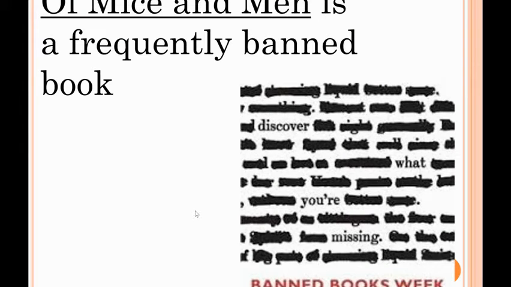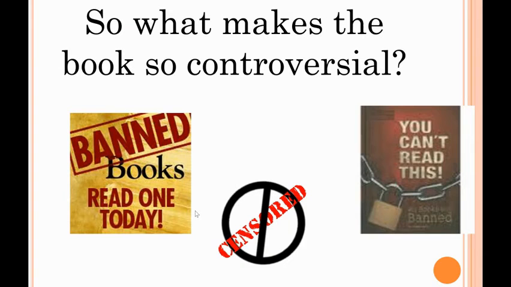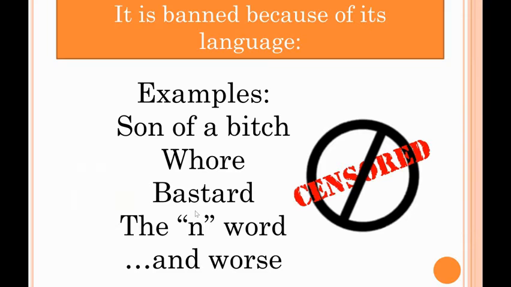Okay, so Of Mice and Men is a frequently banned book. Banned books means that it is not in a certain library, or you weren't supposed to read it in certain areas. And so what makes it so controversial, right? What makes people want to ban it and censor it? Well, partially it's because of its language. So you can see here some examples. All of these different pieces of language you're going to encounter in the book. And worse, honestly. So we see a lot of this kind of nasty language in there.